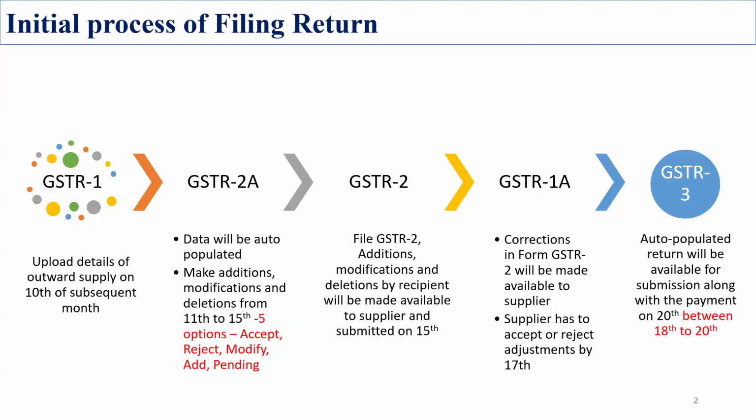They had given the recipient an option to accept whatever was flowing in GSTR 2A, or reject it, or modify it, and also an option to keep it pending. And if any supplier had not uploaded their invoices, there was an option to add them in GSTR 2A and file GSTR 2. Once GSTR 2 was filed, whatever modifications, changes, or additions were made by the recipient were sent back as an auto-populated statement in GSTR 1A to the supplier.